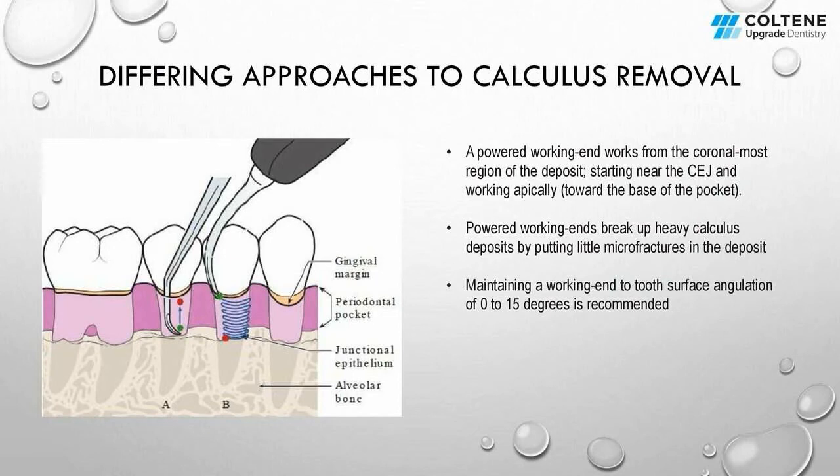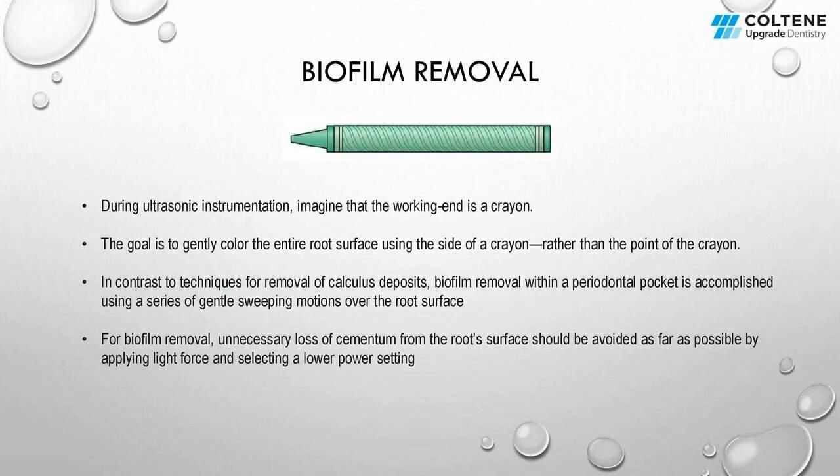There is a very stark difference between manual instrumentation and using ultrasonics. In the picture, you can see that when we do manual instrumentation, we insert the tip of the instrument at the bottom of the pocket and scrape it upward. Whereas in ultrasonic instrumentation, we usually start from the top, as I mentioned in the previous slides also. We start with the supragingival calculus and we go below till the bottom of the pocket. For biofilm removal, we should use the ultrasonic tip with as little pressure as possible and use it in a sweeping motion, like we would use a crayon in a coloring book or something like that.